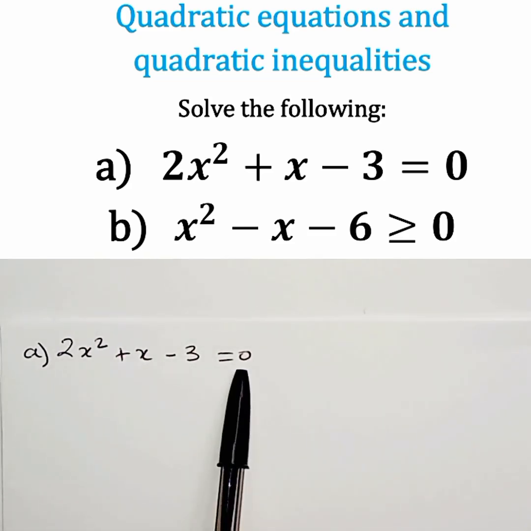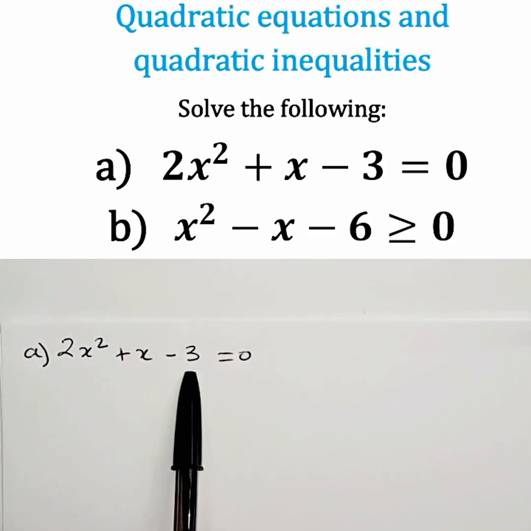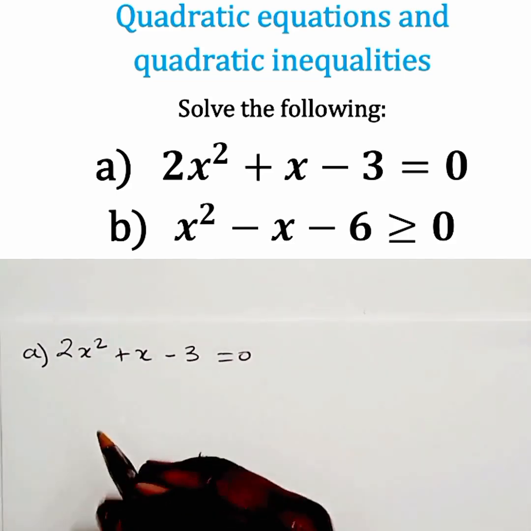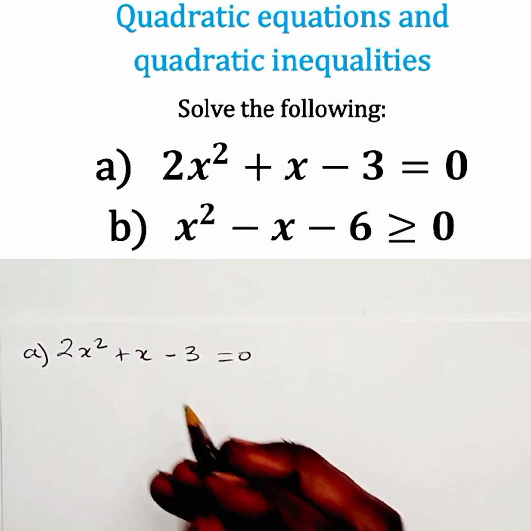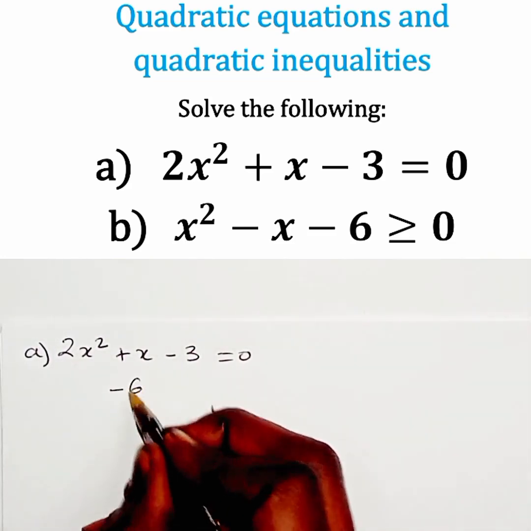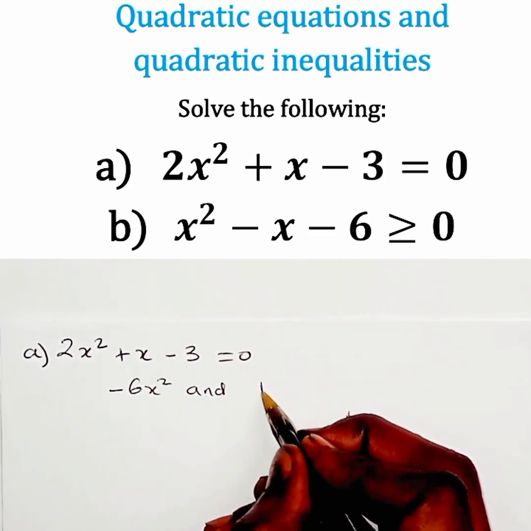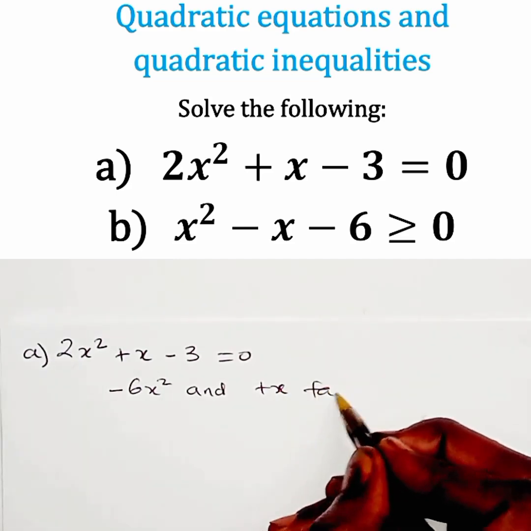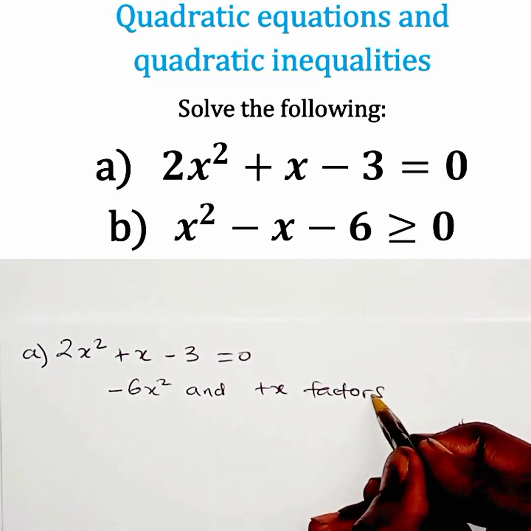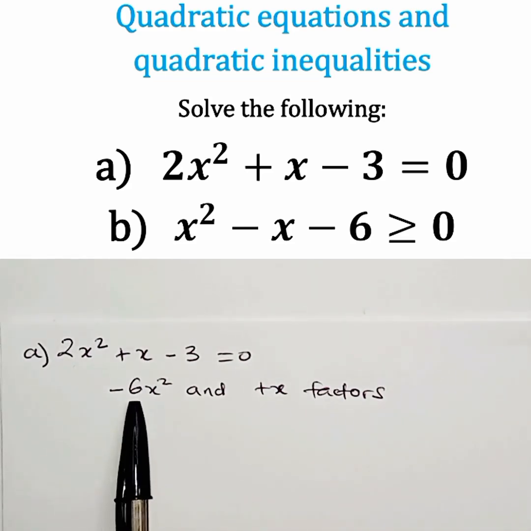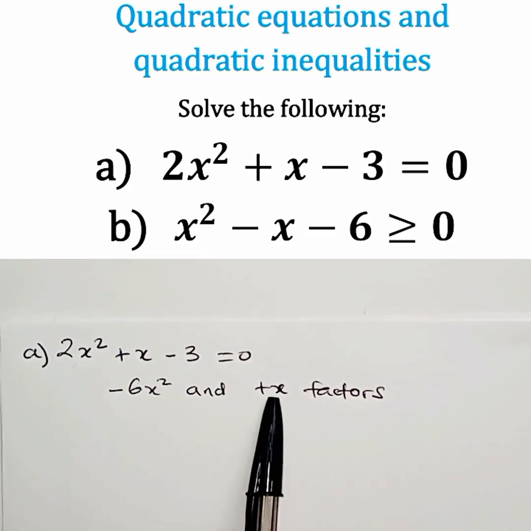All right, now the first thing that we need to do here is to factorize the left hand side. Now to factorize this, you are going to multiply this term and that term. You are going to have minus 6x squared, then we say and plus x factors. So you are looking for two numbers that if you multiply them, you are going to get that, and if you add them, you are going to get that.